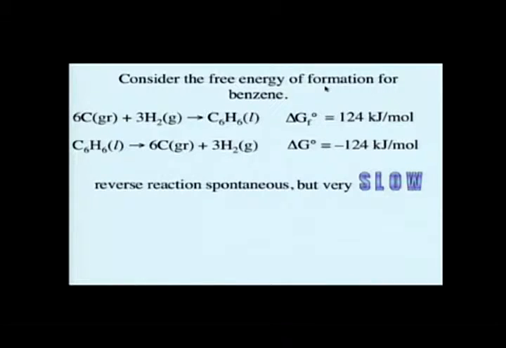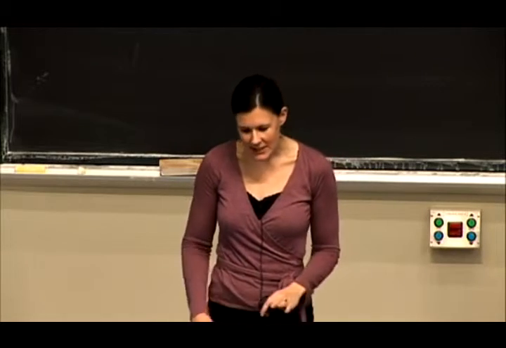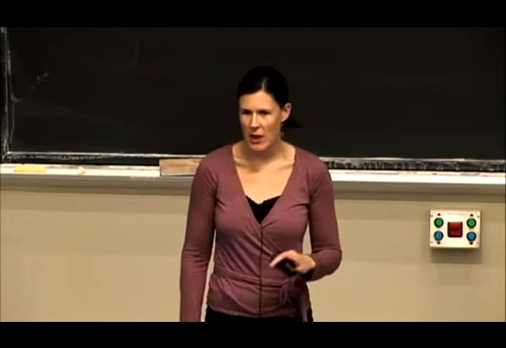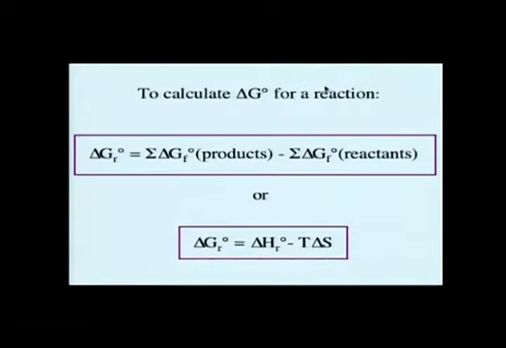it's very slow for the actual decomposition of benzene to occur. So this is just another case, and I'll keep saying this, and when Professor Drennan starts talking about kinetics, she'll keep repeating this as well. What we want to keep in mind is that delta G tells us whether a reaction will happen or whether it won't happen. It tells us absolutely nothing about how long it takes for that reaction to happen. It tells us nothing about the rate of the reaction. We'll keep seeing examples of this, so hopefully no one will be confused by the time we do get to kinetics.